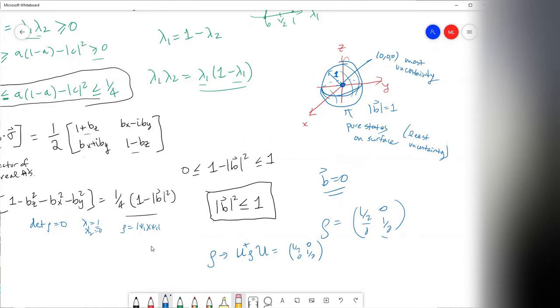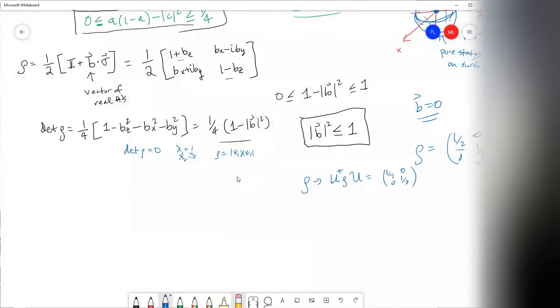Let's see, what else? We could calculate the expectation value of the spin in any particular direction. That's, of course, the trace of rho times the spin in that direction. And now you can use the properties of the Pauli matrices. This is just the trace of ħ over 4.